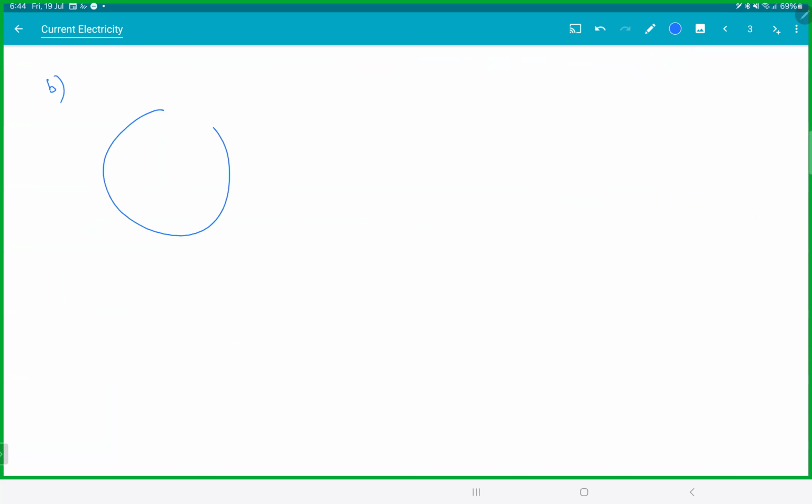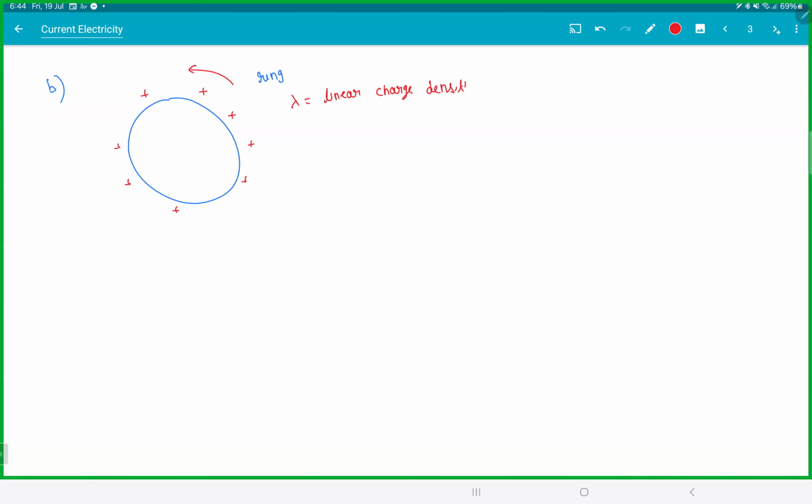Next thing, we have a ring here. Lambda, linear charge density. This is rotating with omega, and this is R. Find current. So it's a charged ring rotating with omega to find the current.